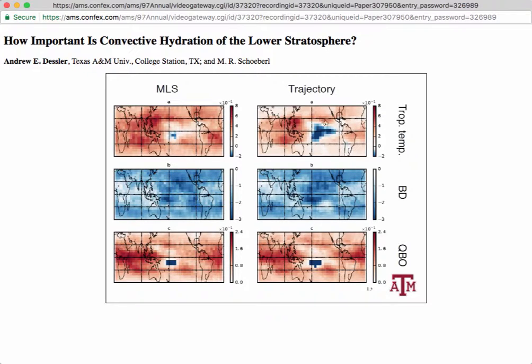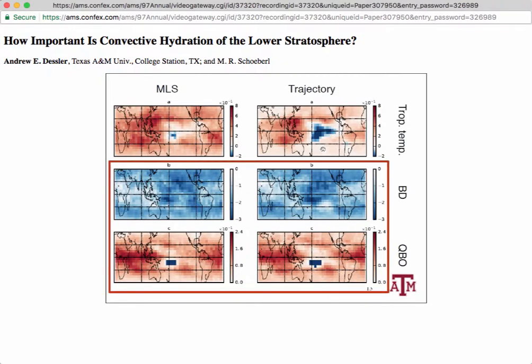the right side of the coefficients from the trajectory model. So let's look at the bottom two panels first, Brewer-Dobson and QBO. And you see the trajectory model does an outstanding job of reproducing the response of water vapor to the Brewer-Dobson and QBO. And you kind of expect that because Brewer-Dobson and QBO both influence water through temperature. And temperature is the only thing that's in the trajectory model. So you expect that the trajectory model should do a good job.